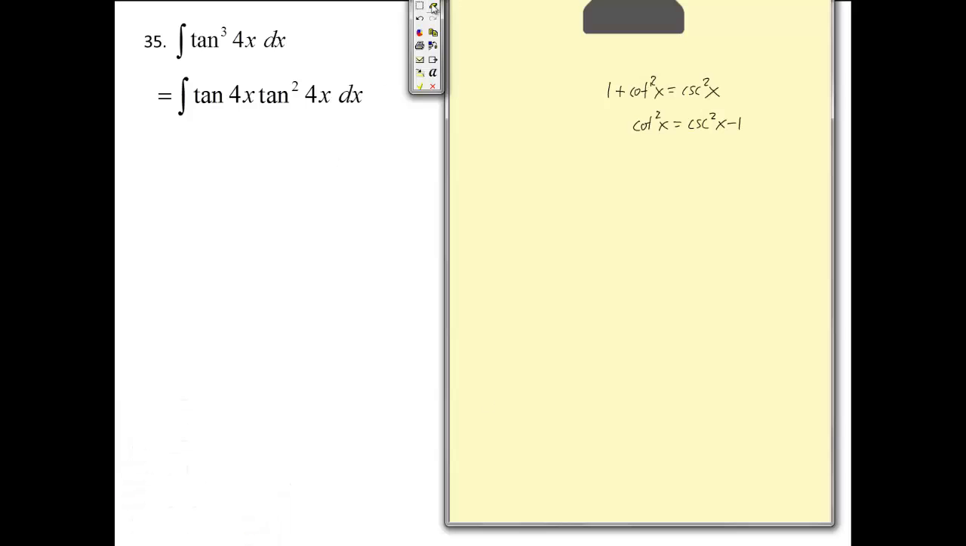Let me come back to my handy-dandy little notebook here, and get a new sheet, to remind you of the identity we're going to use. 1 plus tangent squared x equals secant squared x. That tells us that tangent squared x is equal to secant squared x minus 1. Where I have this tangent squared 4x, I'm going to use this identity. Tangent squared 4x is going to be secant squared 4x minus 1.